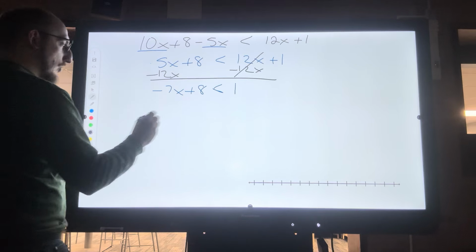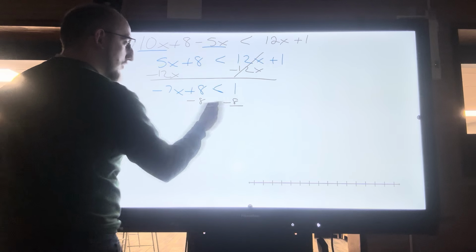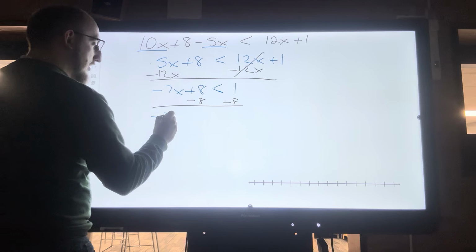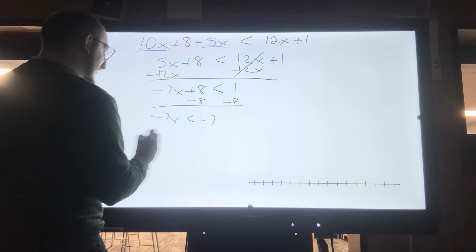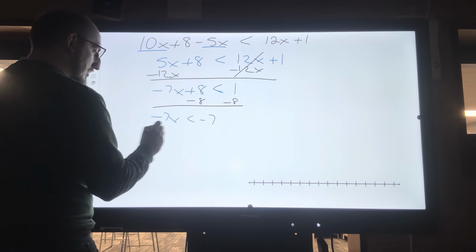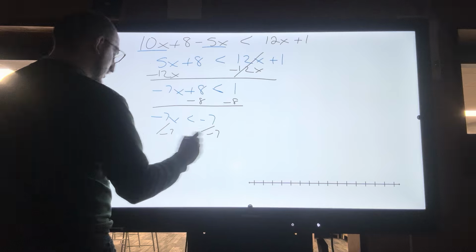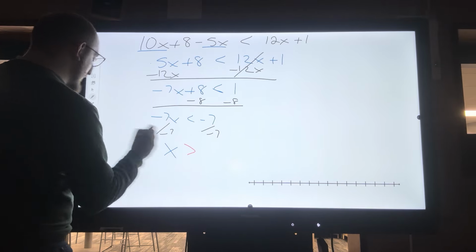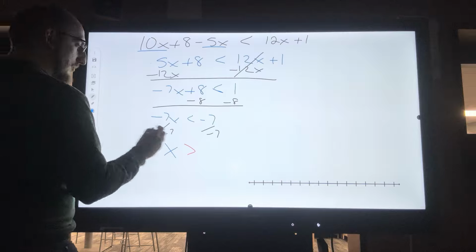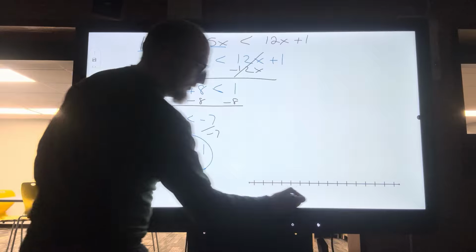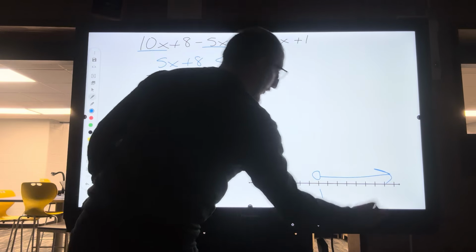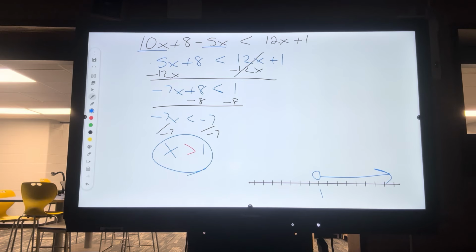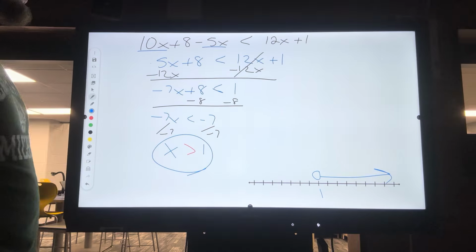This is the two-step inequality. Now subtract 8. Negative 7x is less than negative 7. Divide by negative 7. Since we divide by a negative, that sign flips. And that's your answer, right? 1, start here, go that way. Boom. If you don't know how to do that, you got to do more practice in multi-step inequalities.